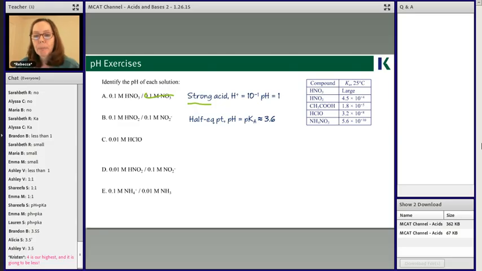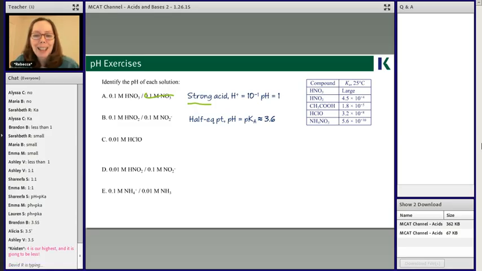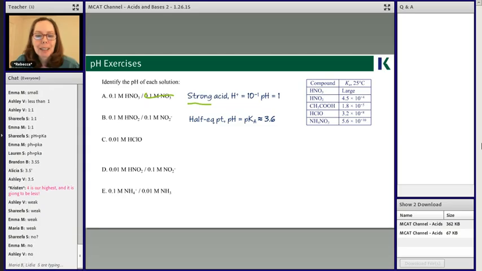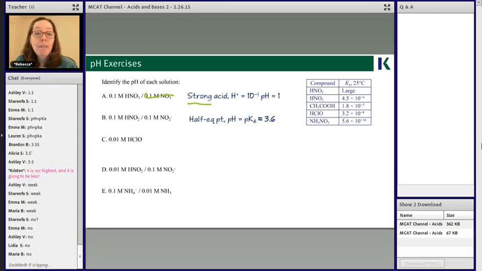Okay, what about C? HClO. Strong or weak? Let's start there. It's definitely weak. Do we have any conjugate base hanging out with it? Do we have a conjugate base? No. So how do we figure out the pH of this?